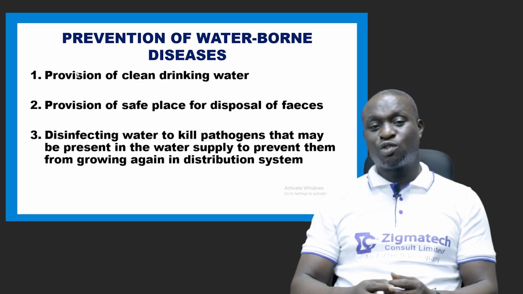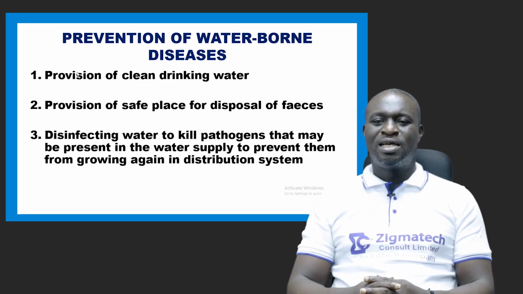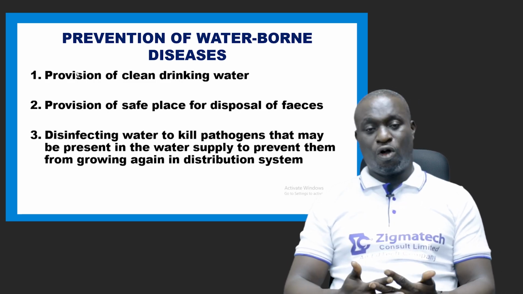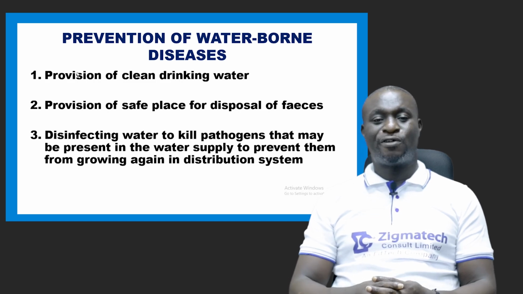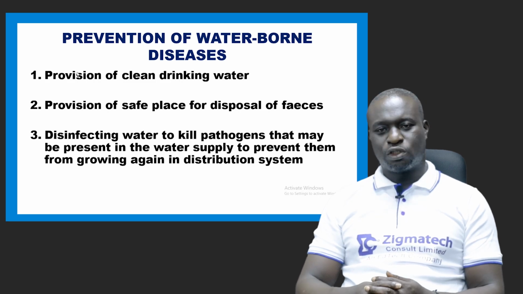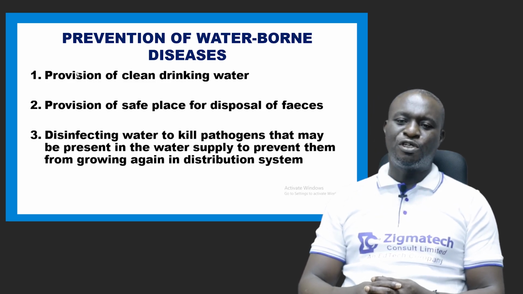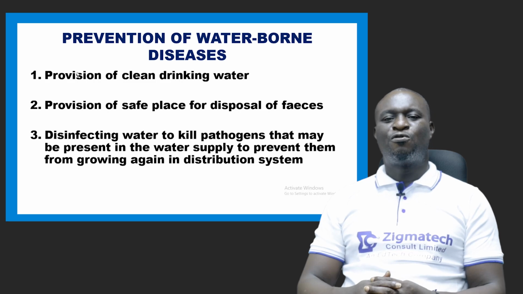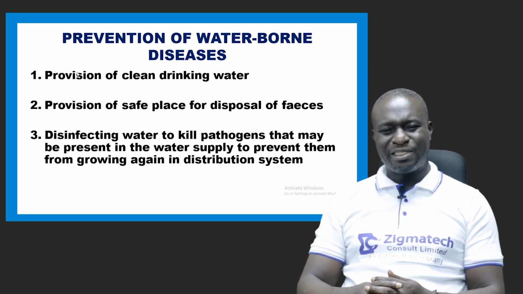And one of the ways we can prevent it is that the government also should play a major role in providing clean, drinkable water. Number two is provision of safe places for the disposal of feces.